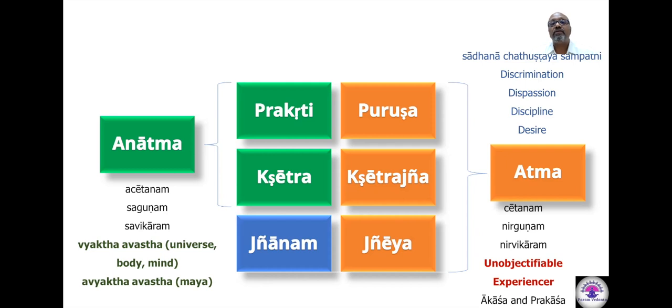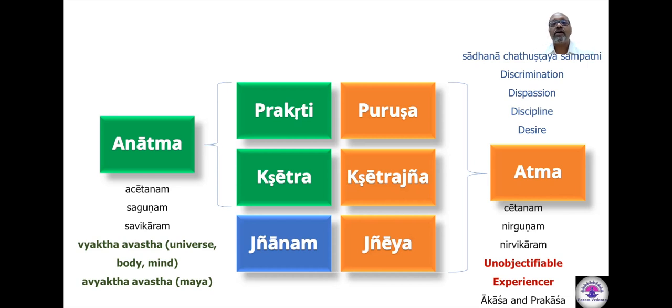And again, this matter principle, Anatma, can be divided into Vyakta avastha or Avyakta avastha. This matter principle can be what we see around us, the whole universe, including our body and our minds, is considered Vyakta part of Anatma. And Avyakta avastha is that which is unmanifest, which is otherwise called Maya. All this, whatever we see, whatever we can observe, whatever we can experience, falls under the category of Anatma.